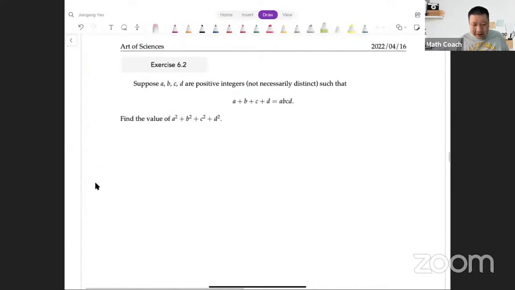Suppose A, B, C, D are positive integers, not necessarily distinct, such that A plus B plus C plus D equals A times B times C times D. What is the value of a squared plus b squared plus c squared plus d squared?